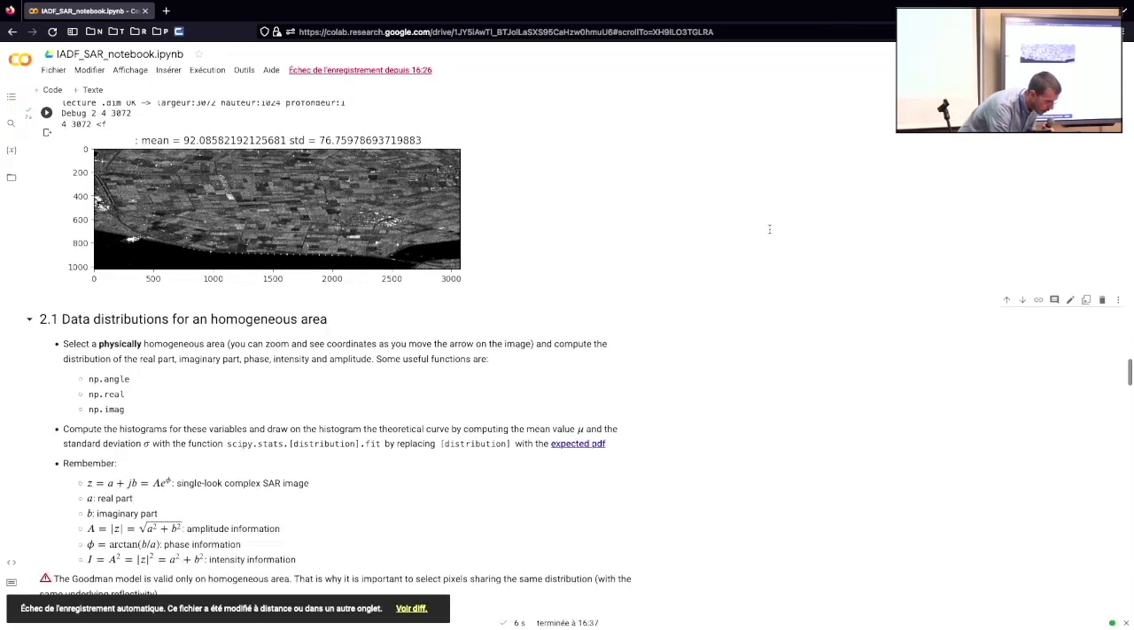So here is the image. It is quite big, like 1,024 by 3,000 and something. But we're just going to focus on a homogeneous area. Why a homogeneous area? Because if you want to analyze the statistics and you take a heterogeneous area, you are mixing distributions that are coming from different physical objects. So you cannot expect that a model that has been built for a physically homogeneous area will hold if you select a big window with many edges and fields having different reflectivities.